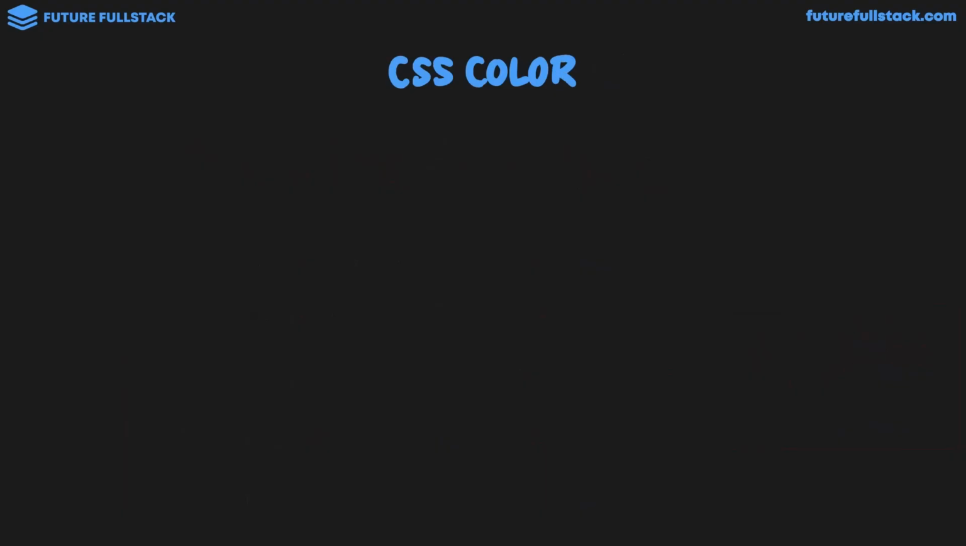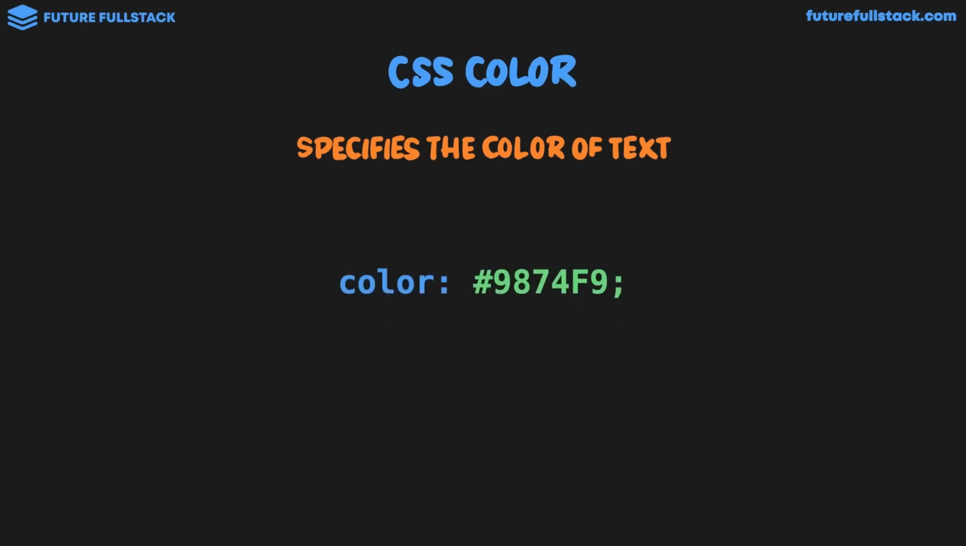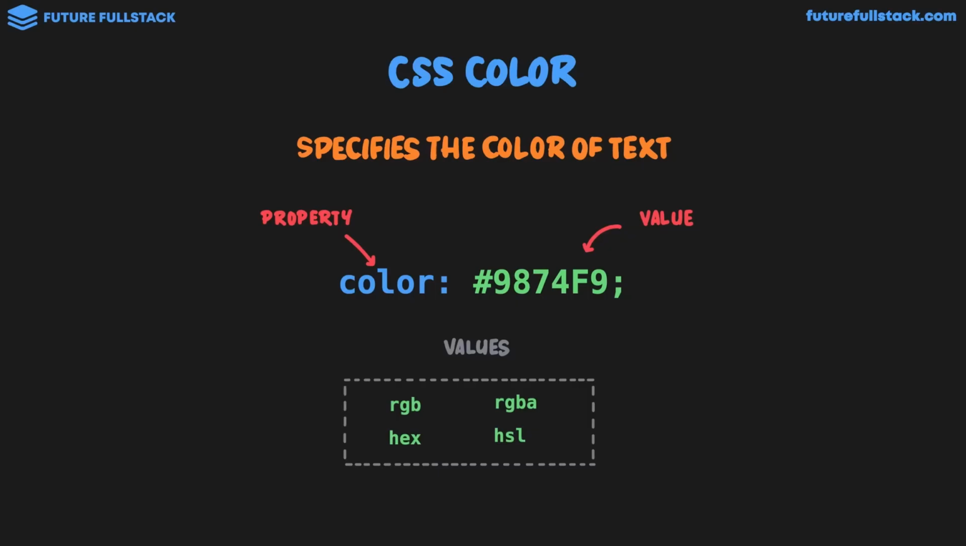The color property is used for specifying the color of text. Over here, you can see color is the property, and in this example, the hex code #9874F9 is the value. The values that we can use for color include RGB, hex, RGBA, and HSL. And as I mentioned earlier, hex is by far the most commonly used color system, but I do want you to be aware there are others.